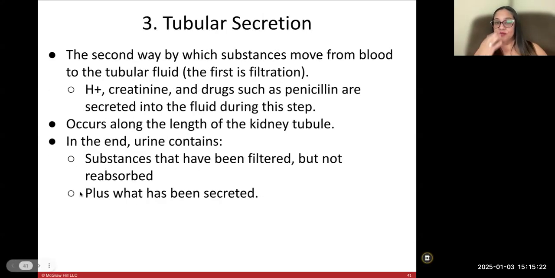And the third step is tubular secretion. This is the second way by which substances move from blood to the tubular fluid; the first is filtration. Substances don't move during filtration, or we don't count that. Hydrogen, creatinine, and drugs such as penicillin are secreted into the fluid during this step. It occurs along the length of the kidney tubule. In the end, urine contains substances that have been filtered but not reabsorbed, plus whatever has been secreted.